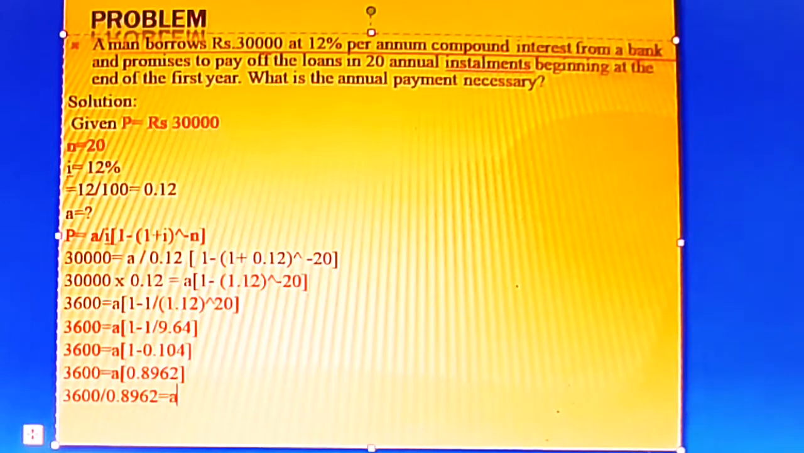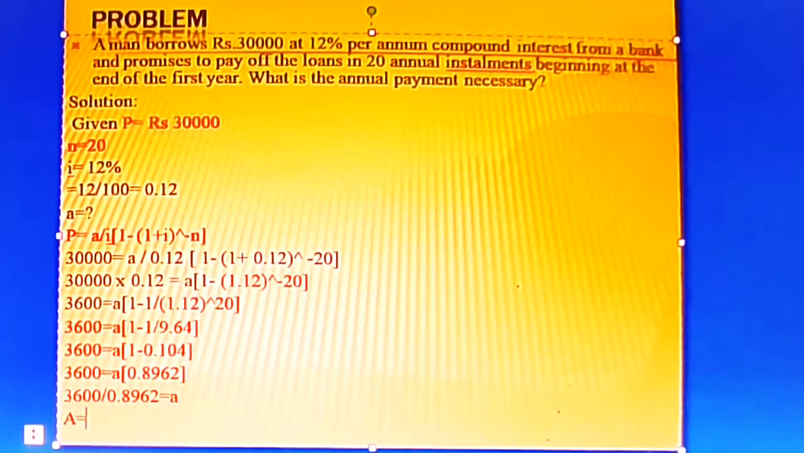You will get the value of A is equal to 4016.96, something like this, small a. It's not capital A, small a. Okay students, so this is the answer. This is the answer. Okay, so you can just have a look how I have substituted.